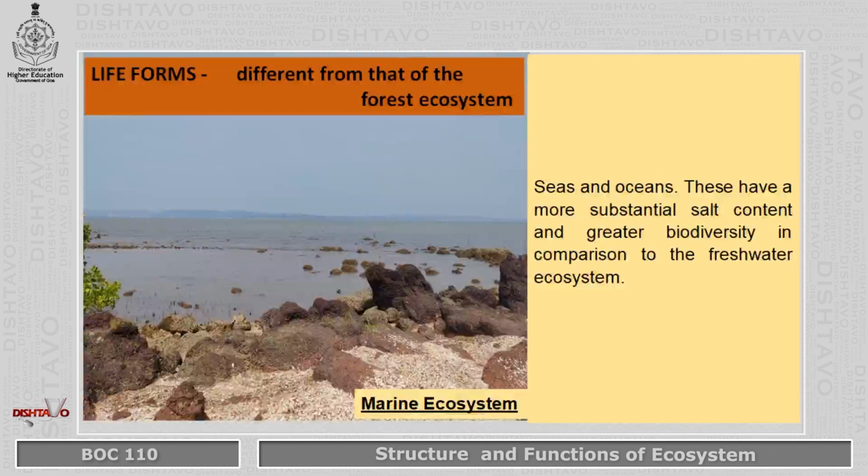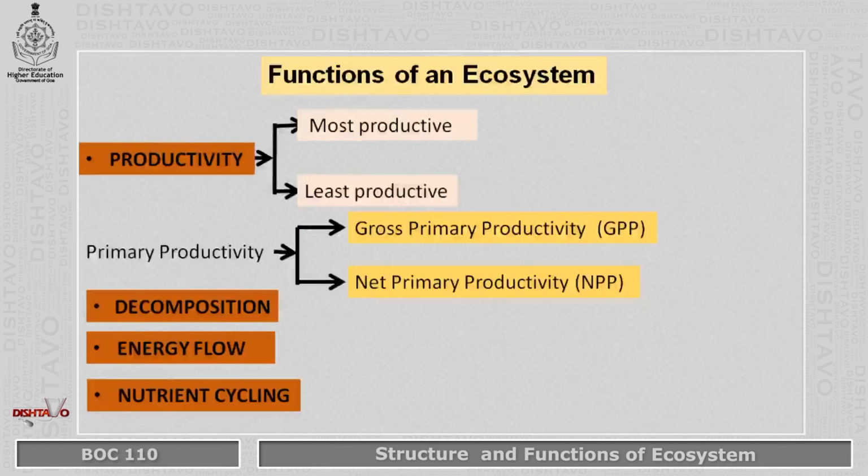different from the forest ecosystem. So seas and oceans, they also have salt content. They have greater biodiversity in comparison to the freshwater ecosystem and even the forest ecosystem or all other ecosystems. So because of this rich biodiversity, we can call the marine ecosystem a very dynamic ecosystem.